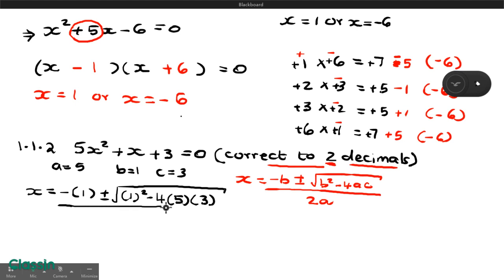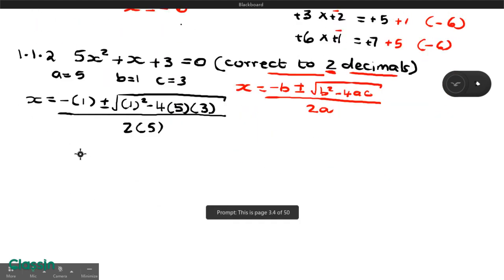All divided by 2 into 5. So this means that we will have our x equals... I don't have a calculator with me. Let me just check on a manual calculator. It says we'll get 3,41.